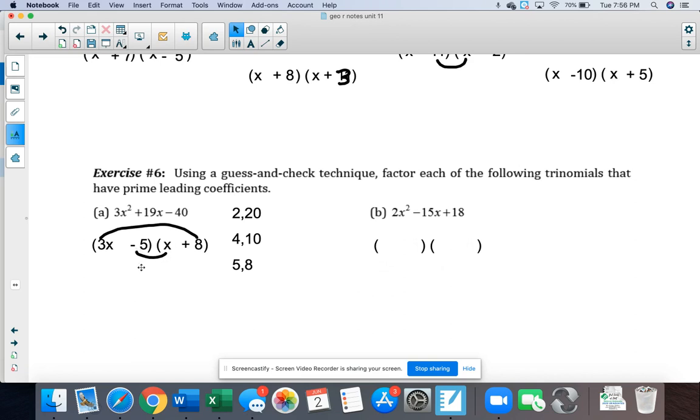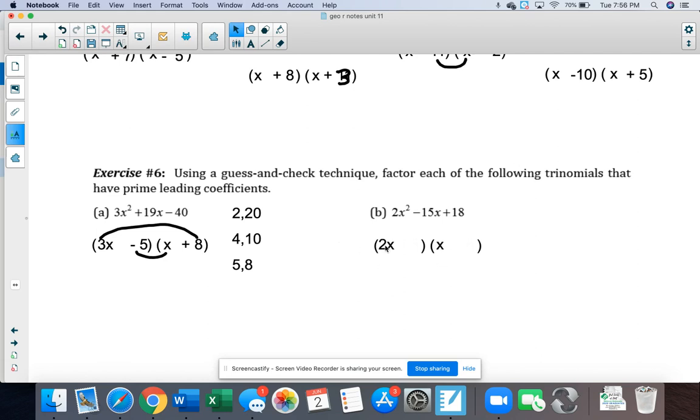Negative 5 times x is negative 5x, and 8 times 3 is 24x. So 24x and negative 5x will give me that positive 19. So it's super important, when you have a coefficient, where the numbers actually go. All right, so if you want to pause the video and try B, you can try B.